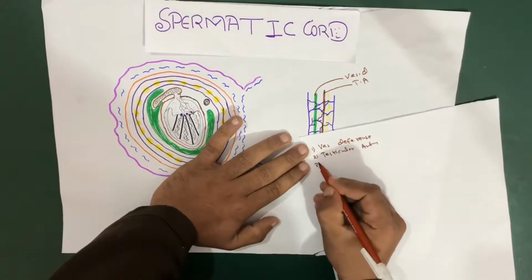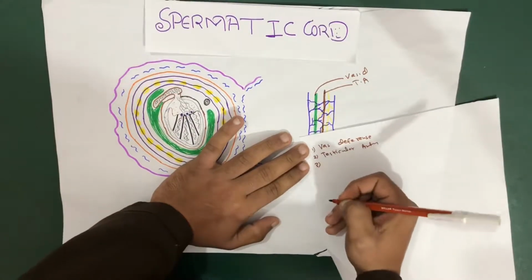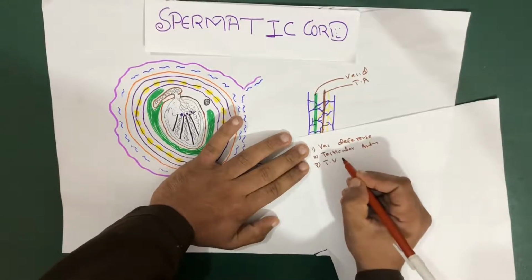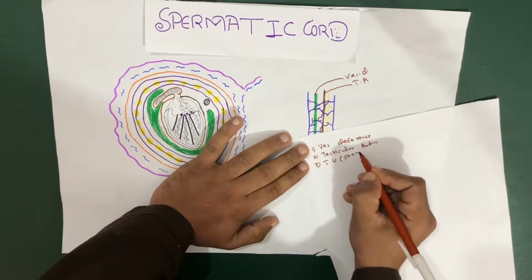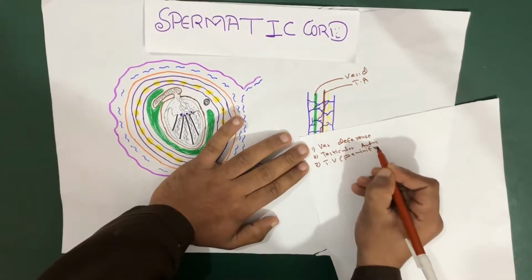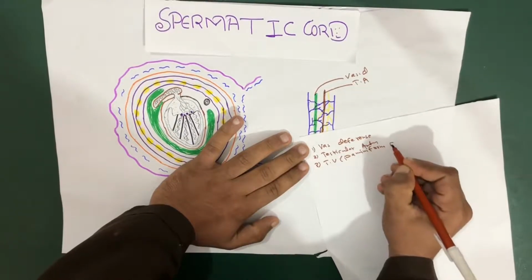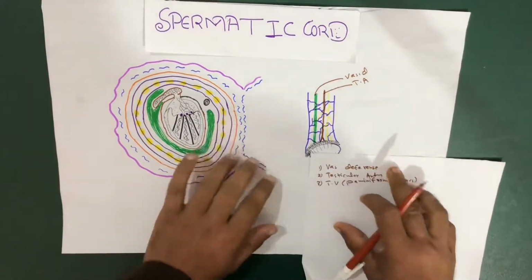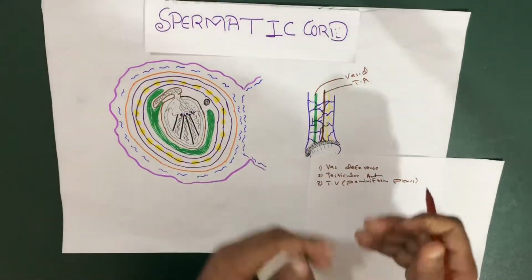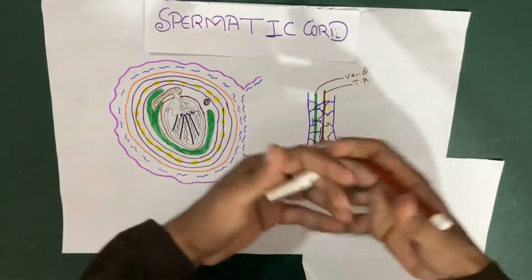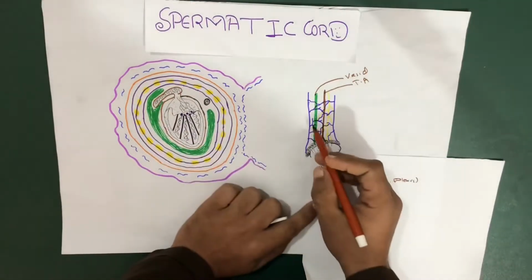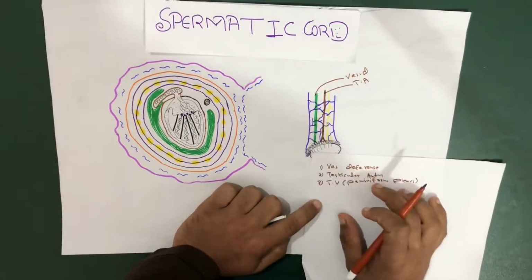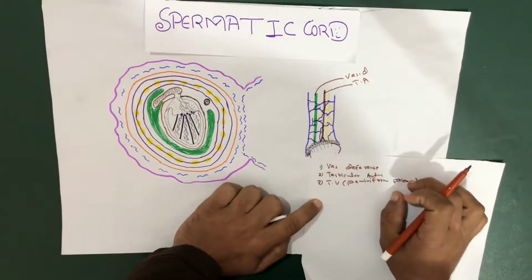The third structure would be your testicular veins, or you can call them the pampiniform plexus. What is the pampiniform plexus? Let me explain first. Let me write it down. Pampiniform plexus. This is a kind of mesh work of the different veins, all the veins joining together, interconnecting with each other, forming a plexus-like structure. That's why we call these testicular veins the pampiniform plexus.